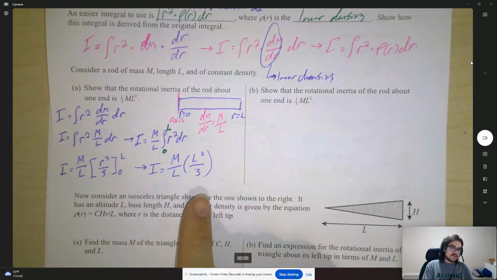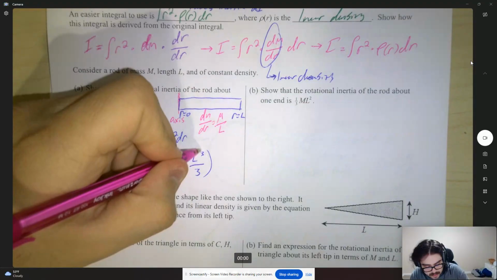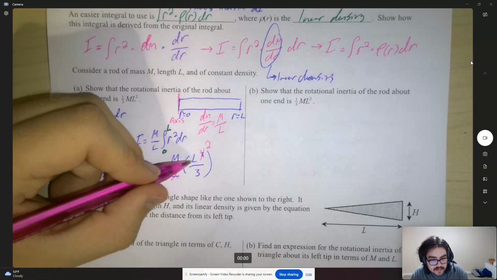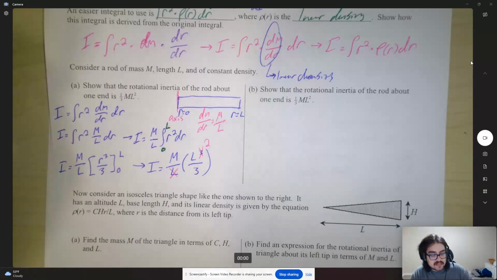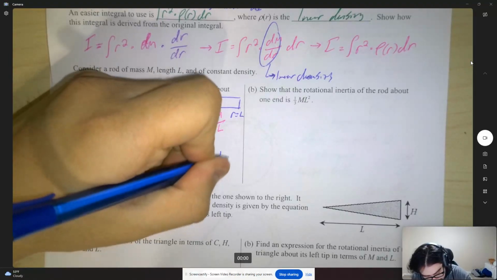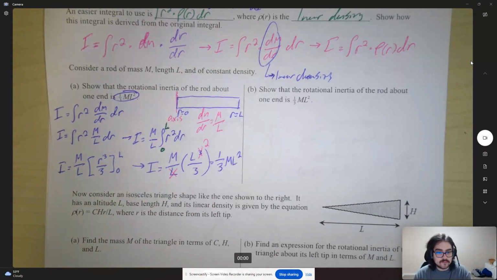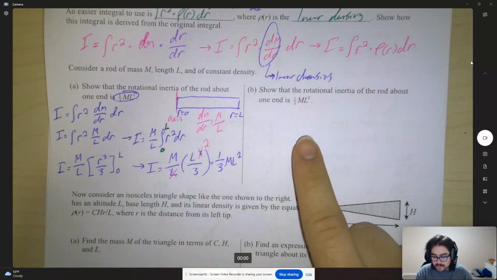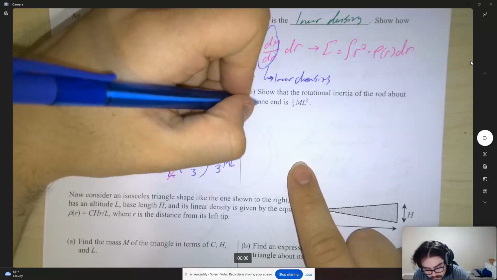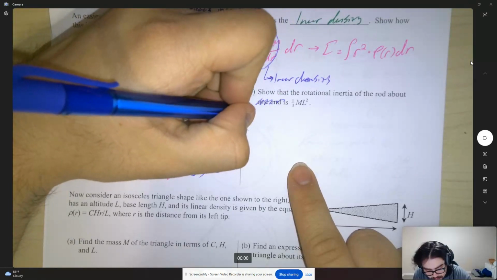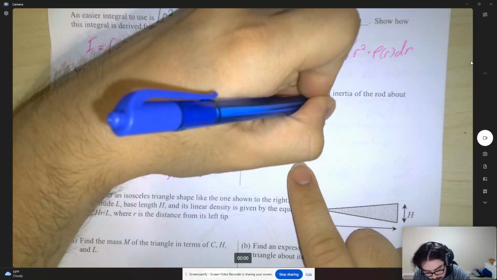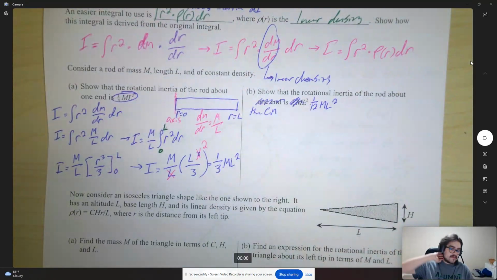And then you should notice that one of my L's here can cancel out with the L down here, and I end up getting m times L squared over 3, which is this equation right here, okay? 1/3 ml squared. Okay, beautiful. We just proved that. Okay, this one there's a typo. It should say that the rotational inertia of the rod about the center of mass is 1/12 ml squared. Okay, and I'll prove that for you too.